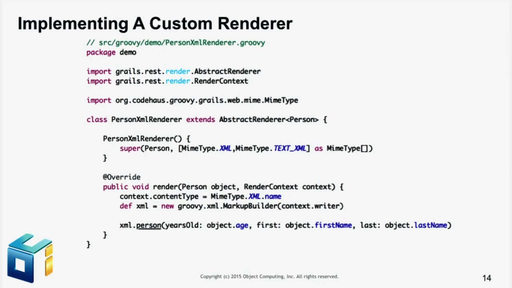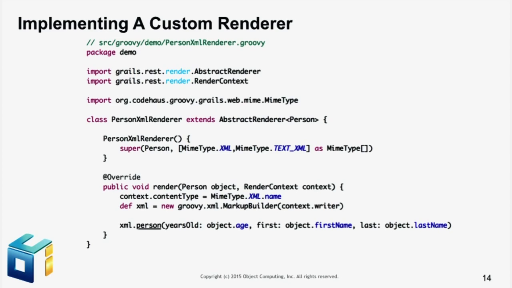You could have a custom MIME type, and you could get there that way. So instead of MIME type.xml, you'd have your own MIME type that dictates that it's XML and it's this particular flavor of XML that doesn't have the age attribute in it, as an example. So then you have different renderers for those different MIME types.